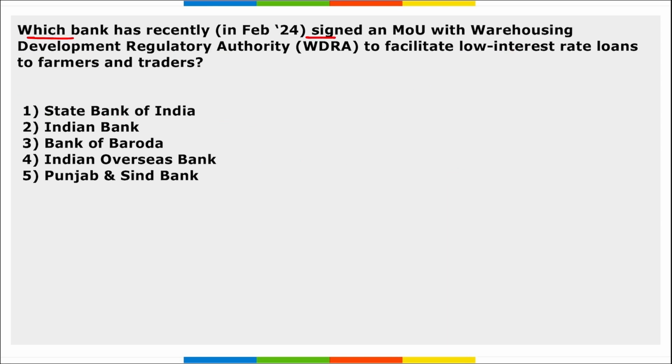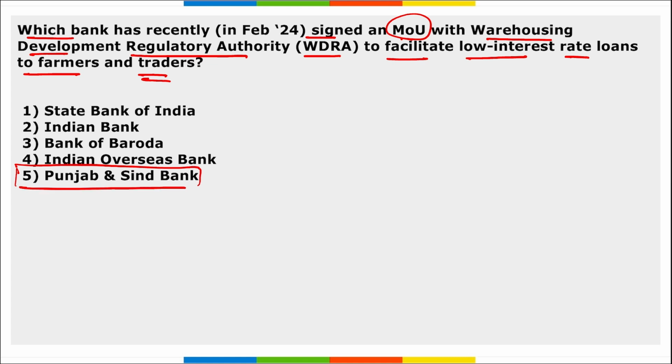Next, which bank has recently signed an MOU with WDRA, that is Warehousing Development Regulatory Authority, to facilitate low interest rate loans to farmers and traders? It is Punjab and Sindh Bank. Right? WDRA signed an MOU with Punjab and Sindh Bank to facilitate low interest rate loans to farmers and traders.